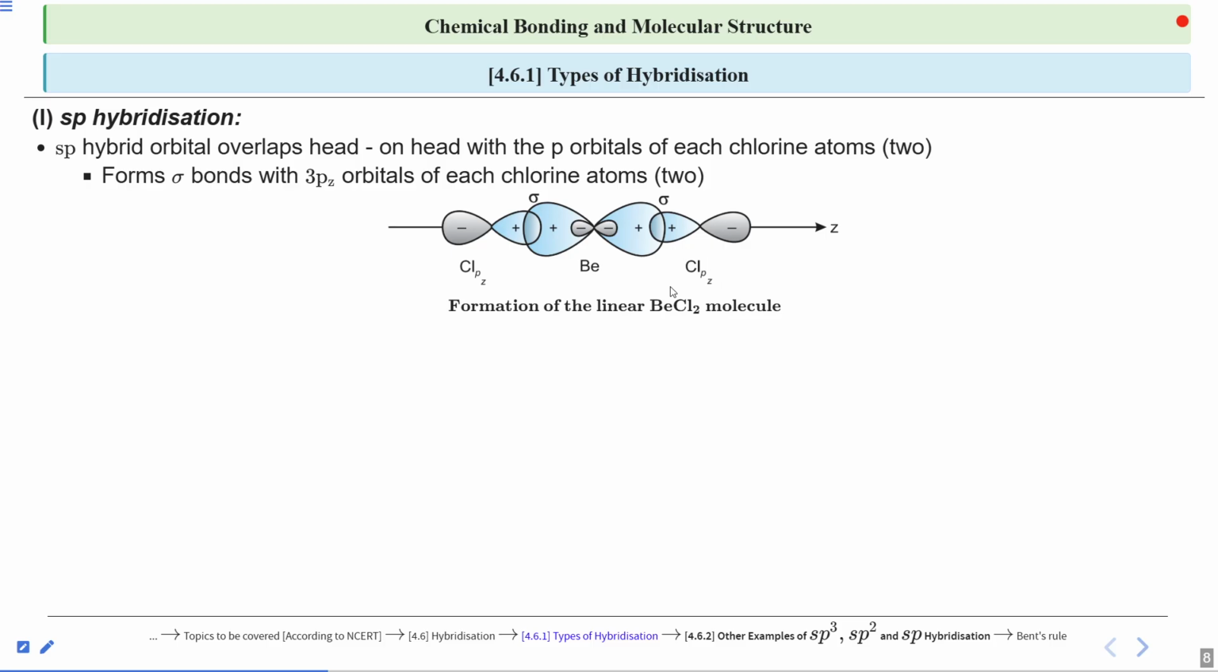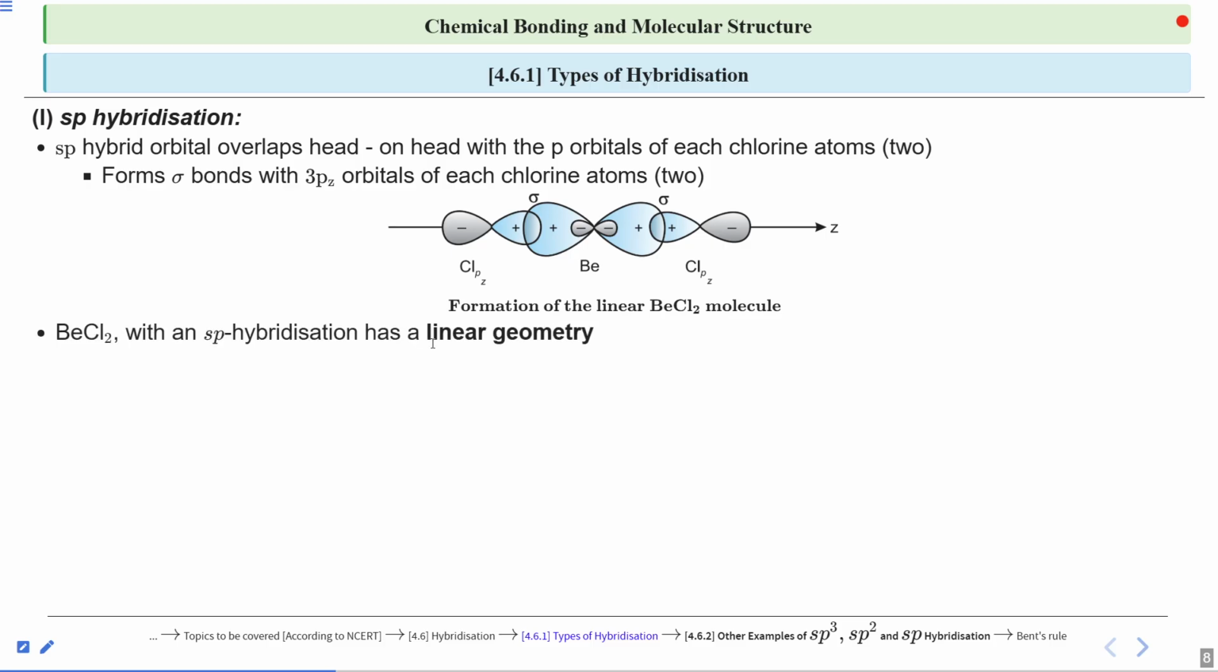Similarly, your second chlorine will also do the same thing. It will use its valence shell atomic orbital to do a head-on overlap with the hybrid orbital of beryllium. I hope this point is clear to you, how beryllium chloride is formed. Step by step I have told you everything.